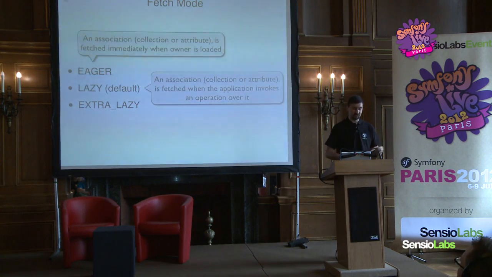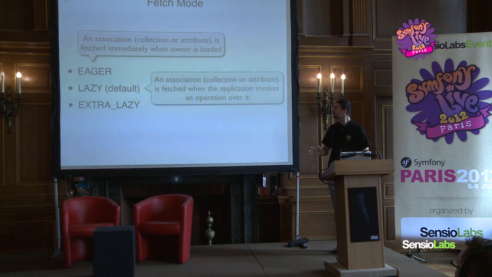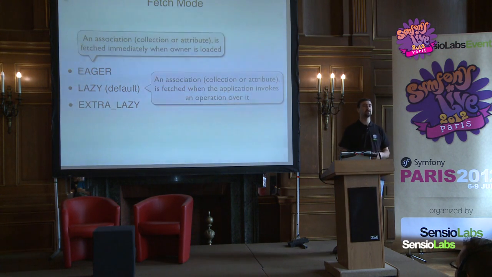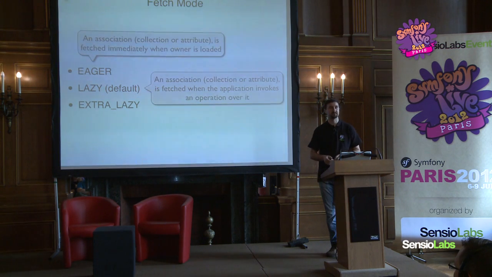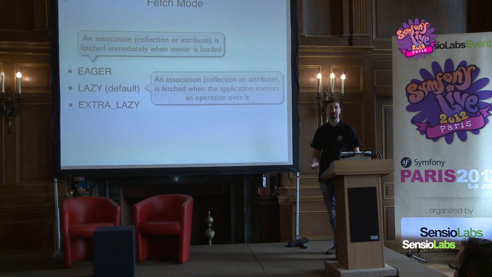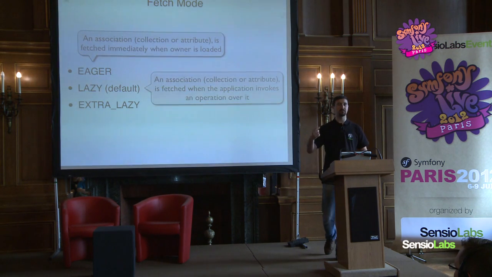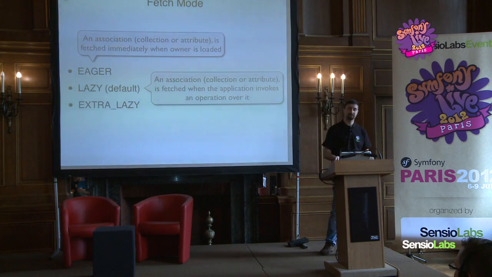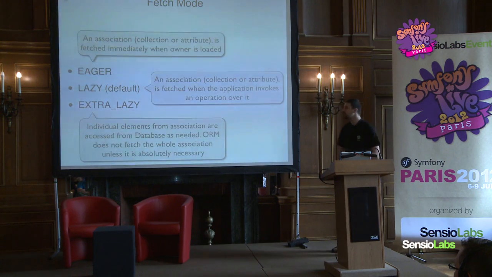So the second one is an association, a collection, or attribute that's fetched when the application needs to execute any operation over it. This is the default one that we have inside the Doctrine. So it means every time that you decide to count, you decide to get the list, or that you try to access anything, then it executes the query, loads, and then you can actually execute. This is OK.